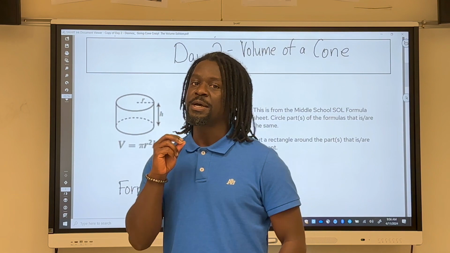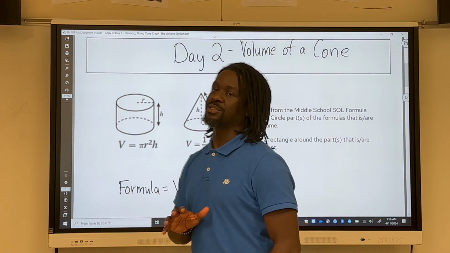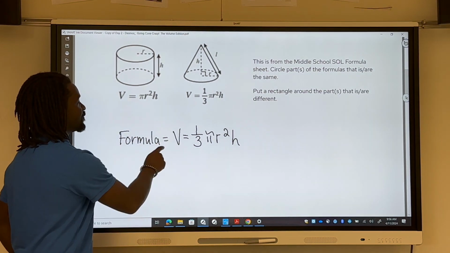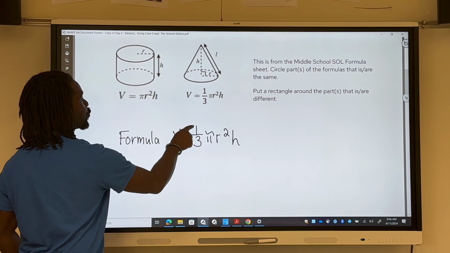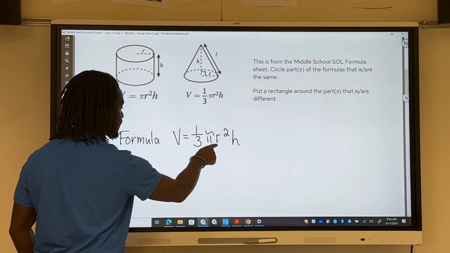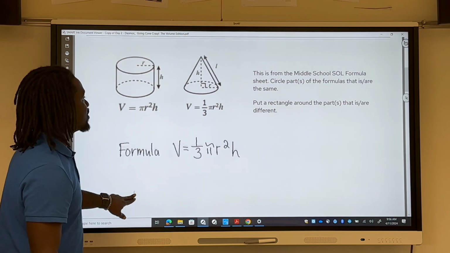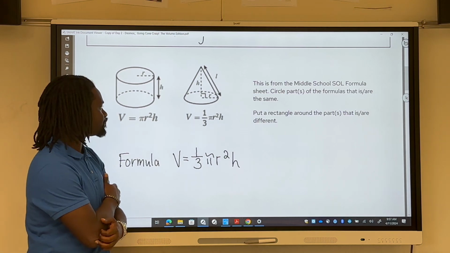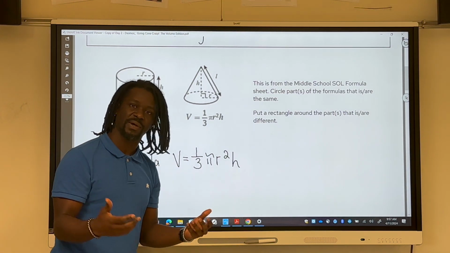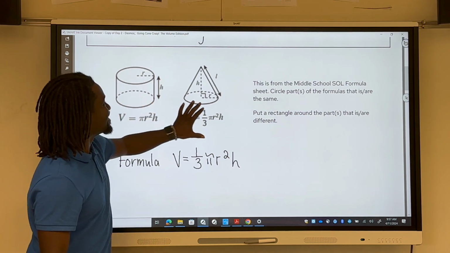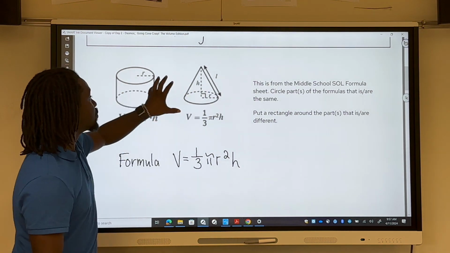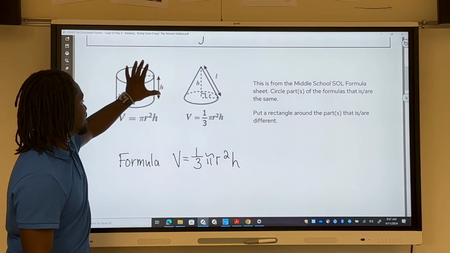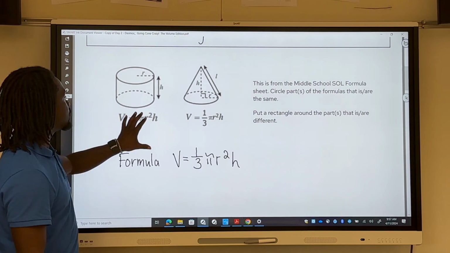And you do so by using the formula, okay? And so really quickly on your sheet, you have this formula. The formula is volume equals 1/3 pi times the radius squared times the height. Okay, and so this is what's going to be on your formula sheet that will be given to you on the SOL as well as on the test. And these are the volume formulas for both a cone and a cylinder. Now, cylinder is what we're going to talk about next time, but these are the two volume formulas, okay?